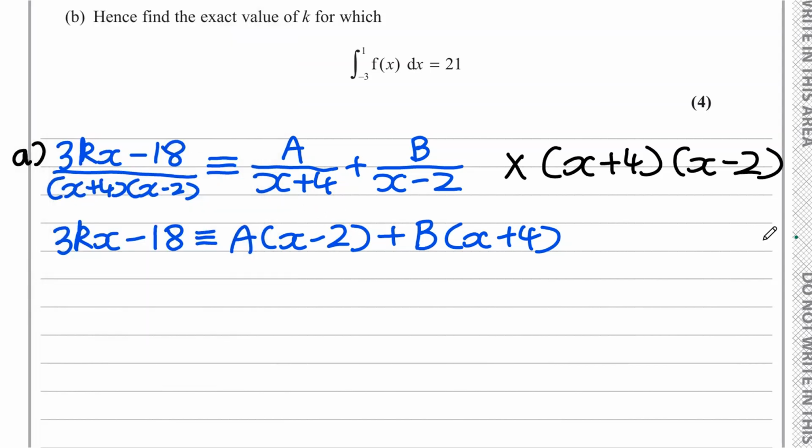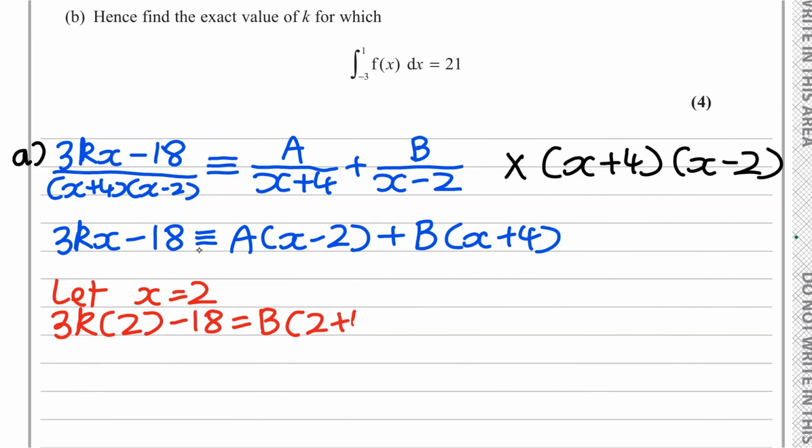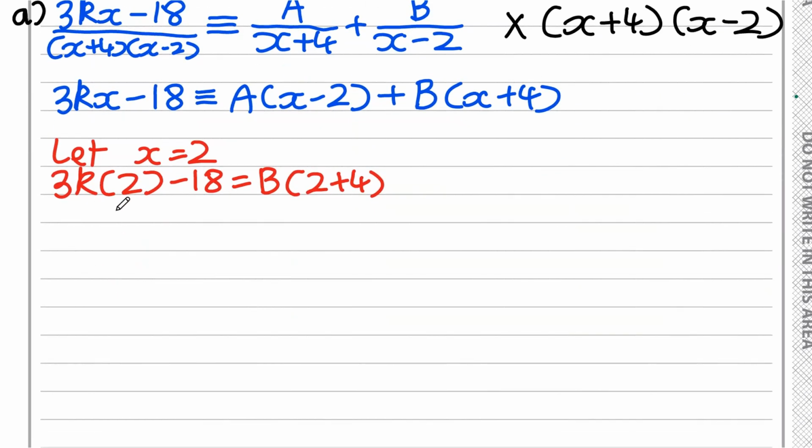So let's first sub in. For this bracket here, let's sub in x equal to 2. If we do this, this will be equal to 0, so this a term will cancel out. So we're just going to be left with 3k, and then instead of x, it's going to be 2, minus 18. This is equal to b, and then it's going to be 2 plus 4, like this here. So 3 times 2 is 6. This is going to be 6k - 18, and this is going to be equal to 6b, and divide both sides by 6, so we get that b is equal to k - 3, okay?